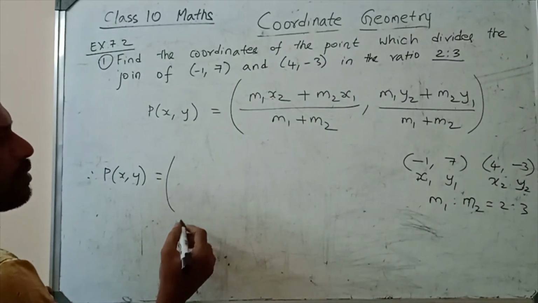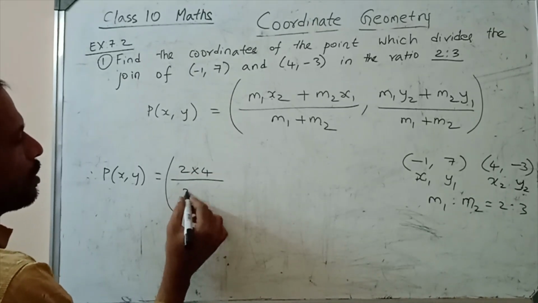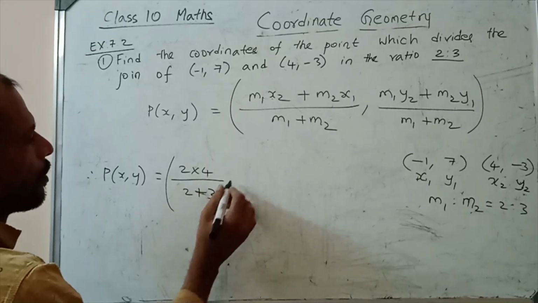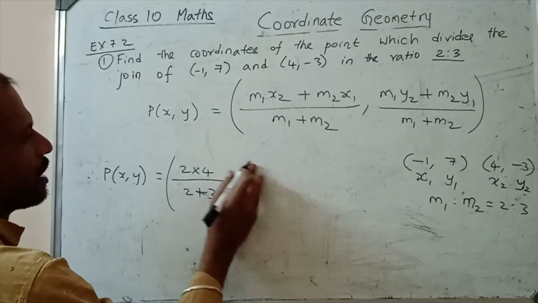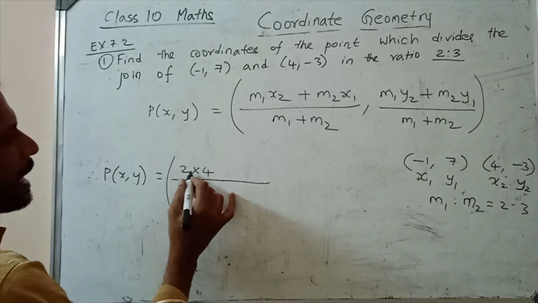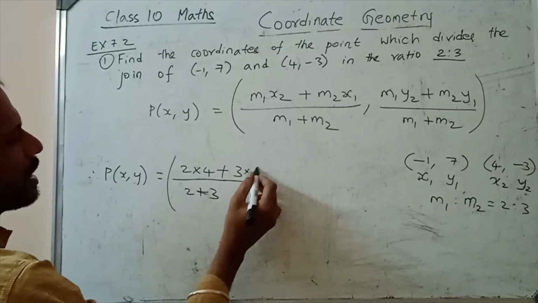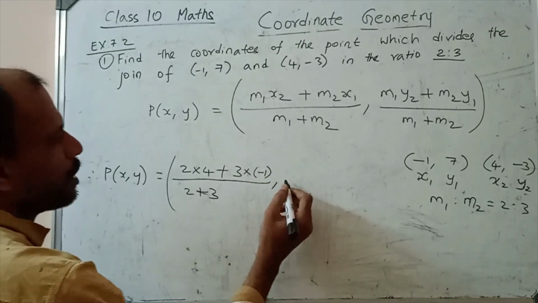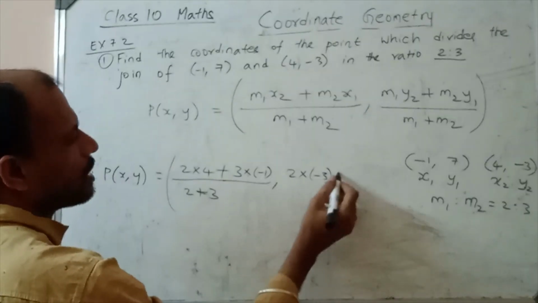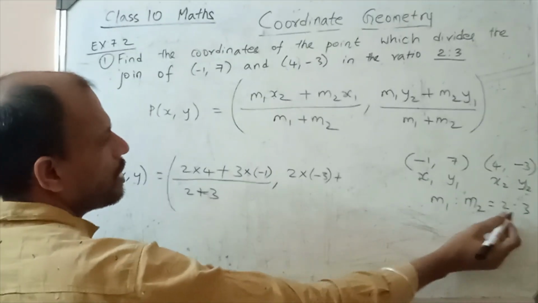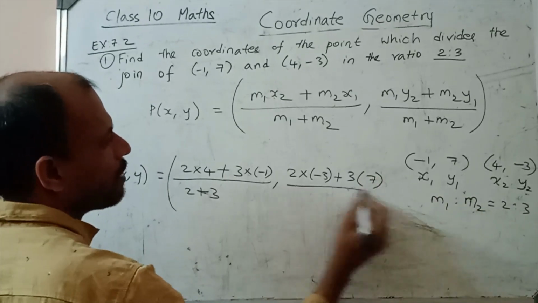So m1 x2: m1 value is 2, x2 value is 4. So 2 into 4, divided by m1 plus m2, 2 plus 3. Comma, m1 y2. Sorry, not this one, not completed, I wrote m1 x2 only, I have to write m2 x1. M2 value is 3 and x1 value is minus 1. Comma, m1 y2: m1 value is 2 and y2 value is minus 3, plus m2 y1: m2 value is 3 and y1 value is 7, divided by m1 plus m2.